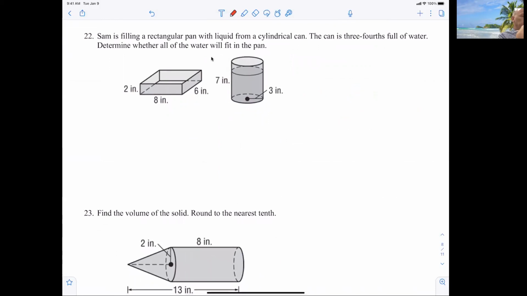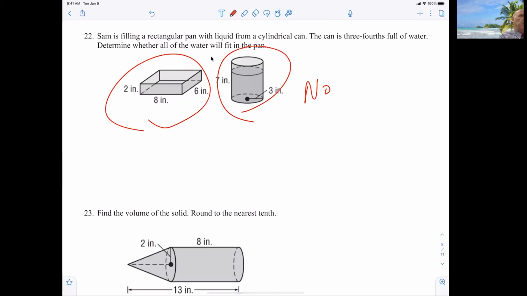So Sam is filling a rectangular pan with liquid from the cylindrical can. The can is 3/4 full of water. Determine whether the water will fill up the pan. Yes or no? I got a no for sure. Anybody say yes for sure? All we have to do is find the volume of this, agreed? And then find the volume of this. Anybody have any issues with it being 3/4 full? Nobody? So it's definitely no. Everybody's telling me? All right.